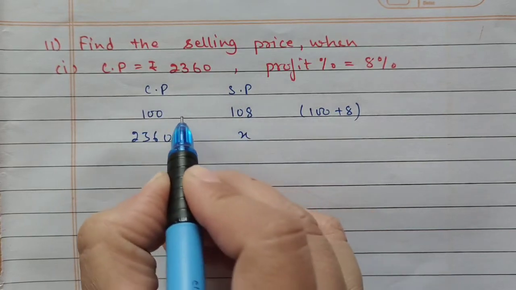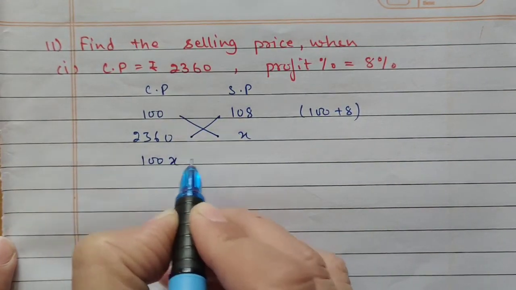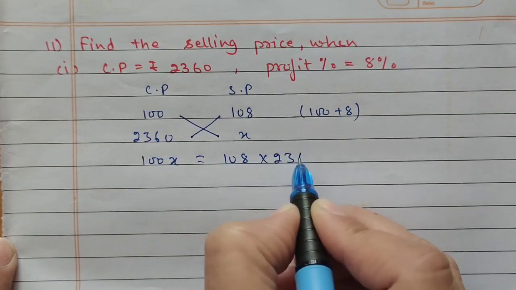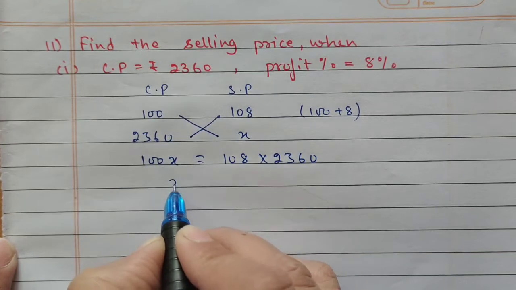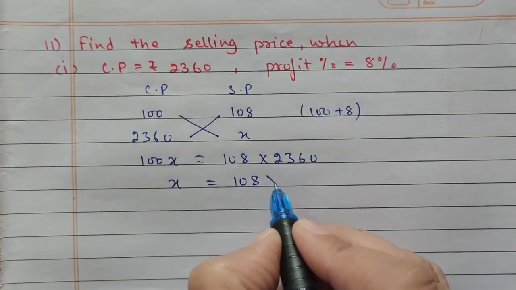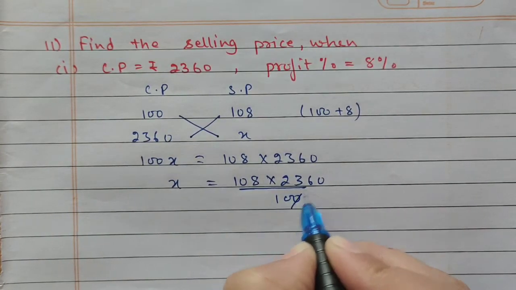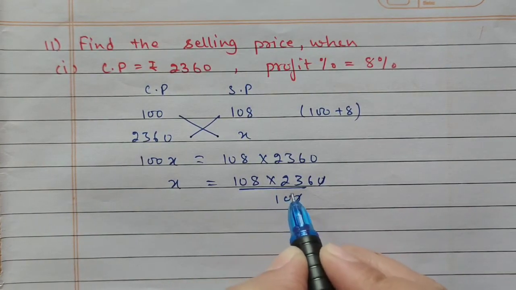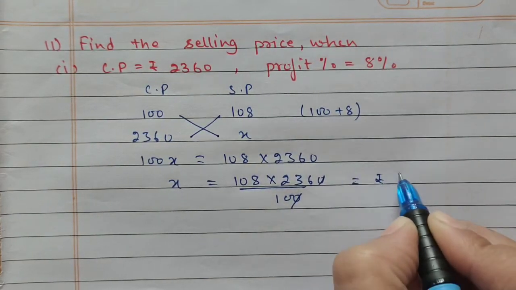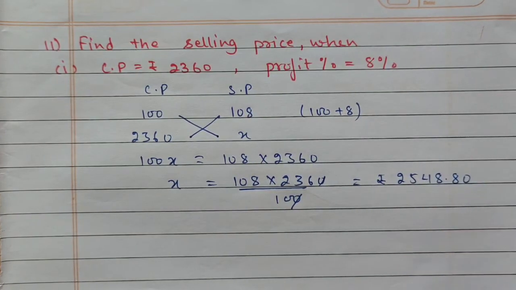Selling price we have to calculate. So let it be x and then cross multiply it. 100x is equal to 108 into 2360 rupees. Now this 100 you can shift to the other side. x is equal to 108 into 2360 divided by 100. Now these numbers you can multiply and divide by 10. You will get 2548 rupees 80 paise.